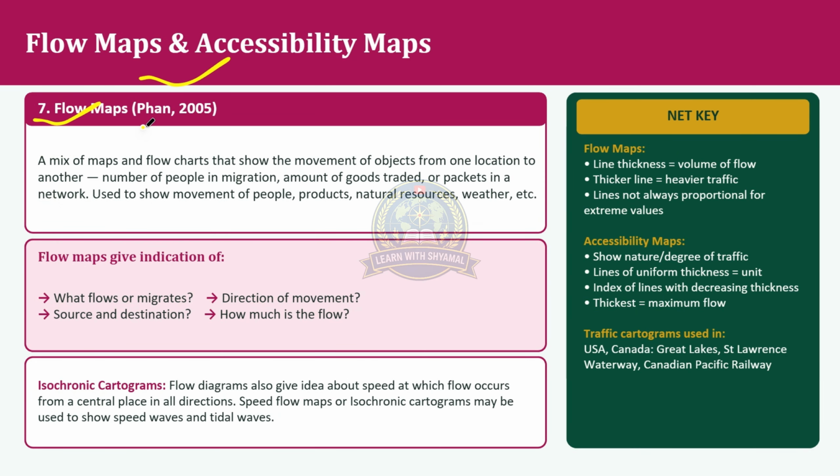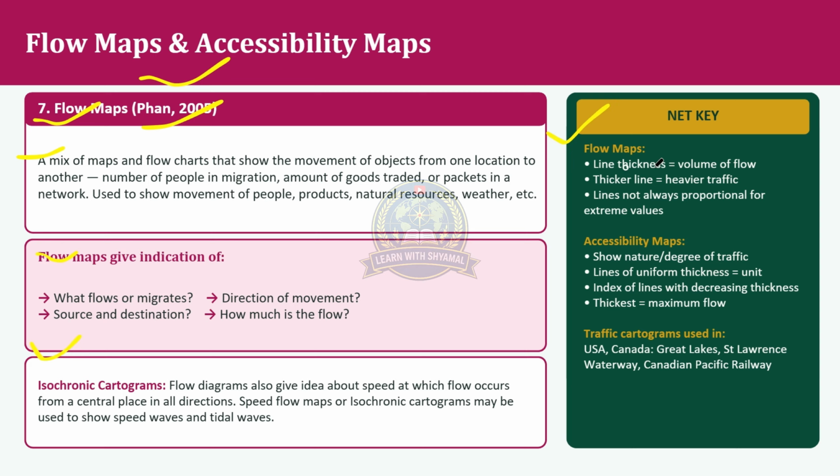Flow maps and accessibility maps. Flow maps, found in 2005, are a mix of maps and flow charts that show the movement of objects from one location to another: the number of people in migration, the amount of goods, trades and packets in a network. They are used to show movement of people, products, natural resources, weather, etc. Flow maps give an indication of what flows or migrates, the direction of movement, the source and destination, and how much the flow is.